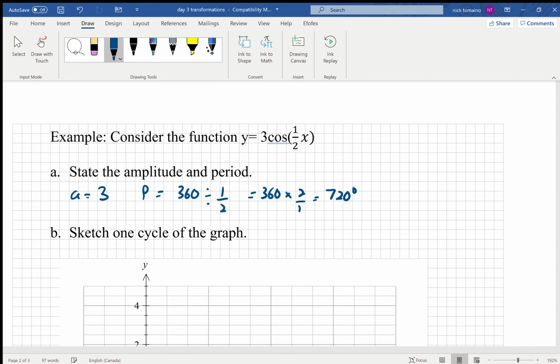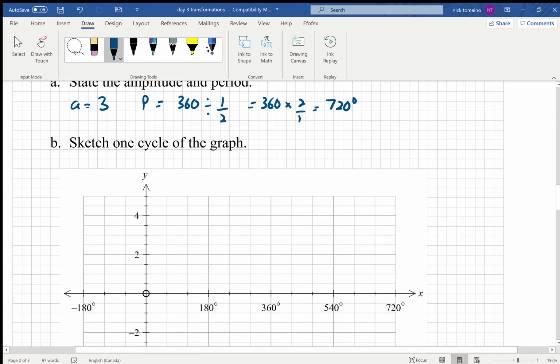And it's a cosine curve now, so this one's different. So cosine, remember, has its maximum on the y-axis. So we're going to plot the first point there, and then it's going to get back to this point after one complete cycle, which is over here.